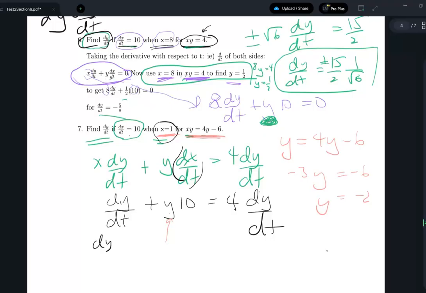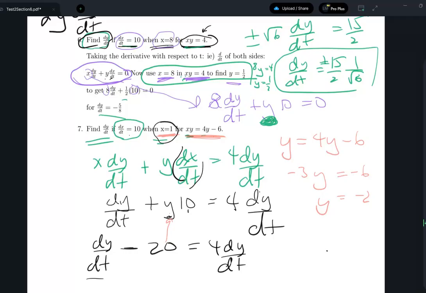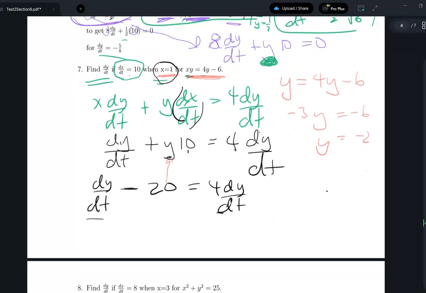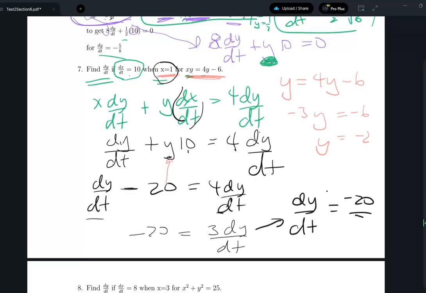So I get dy over dt plus, no, actually minus, right? Minus 2 times 10, so that would be a 20, equals 4 dy over dt. So we want to get all the dy over dt's to one side. So if I subtract that, that'd give me 3 dy over dt is negative 20. And so finally, dy over dt would be negative 20 over 3.